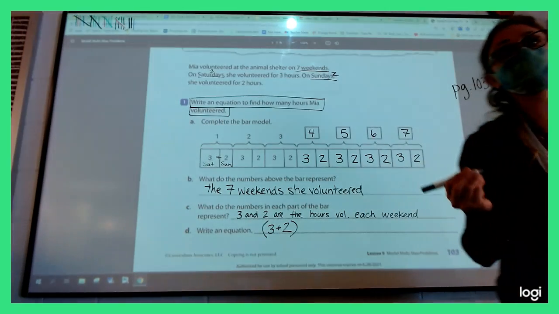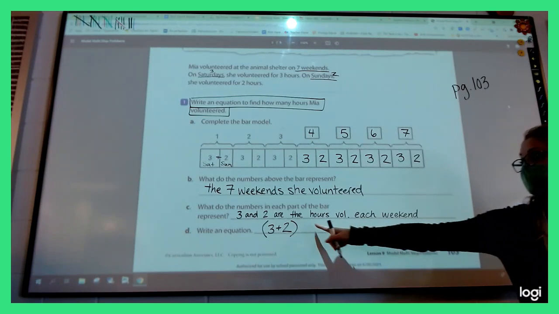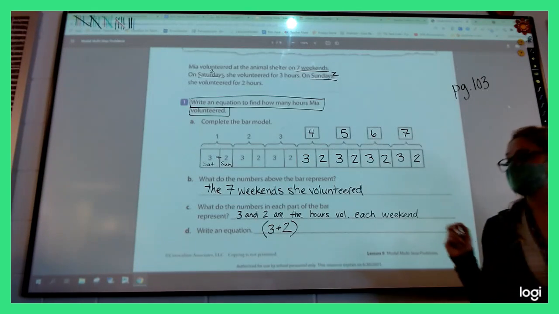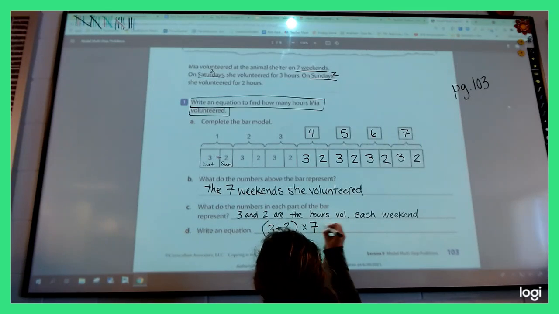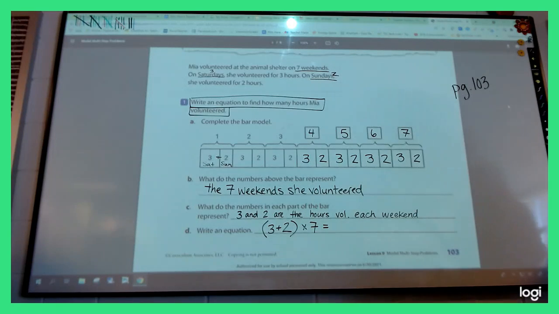So the 3 plus 2 is the amount of hours from one weekend. But how many weekends do we have? Abby? 7. So what do I need to do after my parentheses? Josiah? Times 7. Awesome job. All right, now it needs to equal something. We're writing an equation, so we need a variable. What do we want to call our variable?